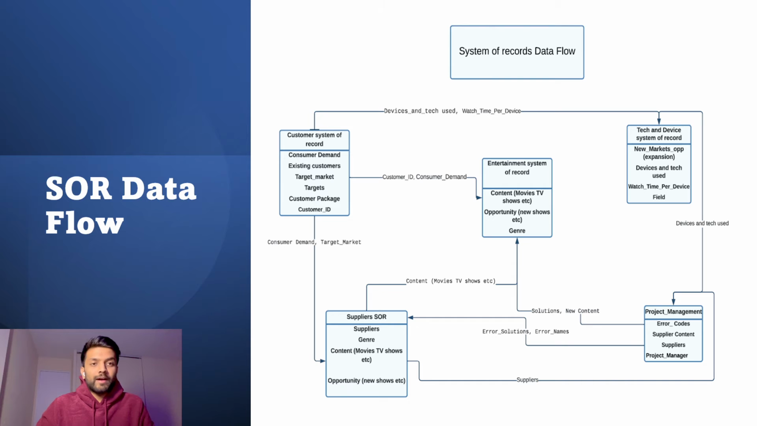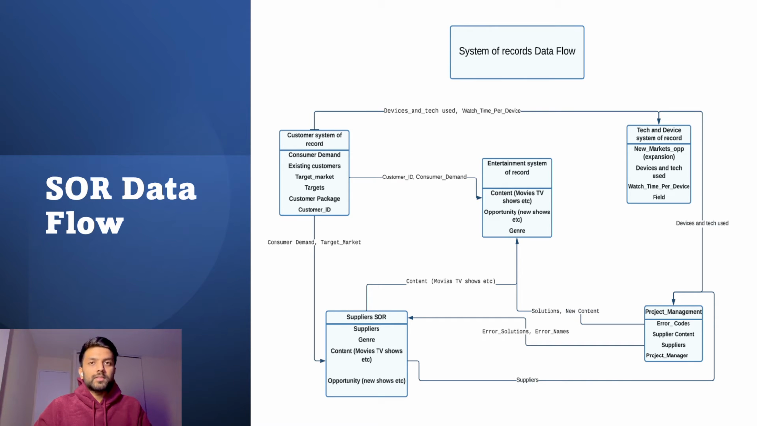We have five systems of records as shown on the slide, which are the customer system of records, supplier system of records, tech and device, project management, and the entertainment system of records. As we can see from this entity relationship diagram, the attributes from many of the systems of records are being used by other systems.